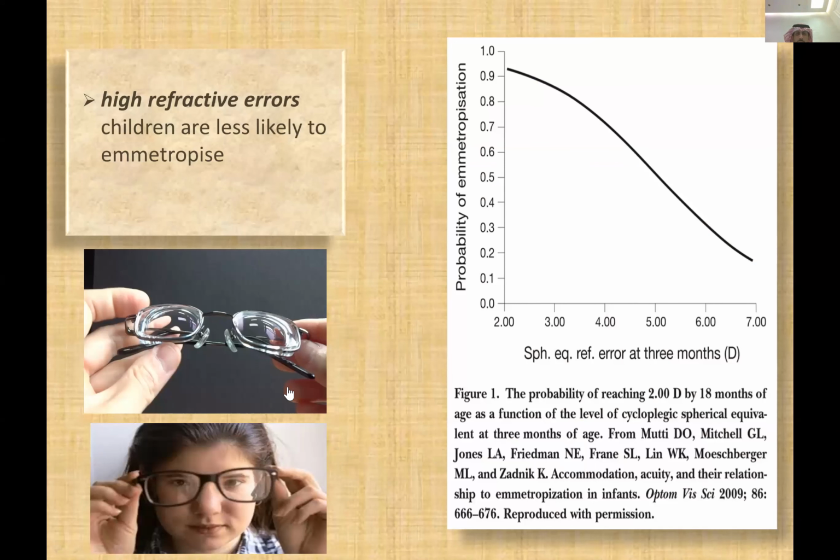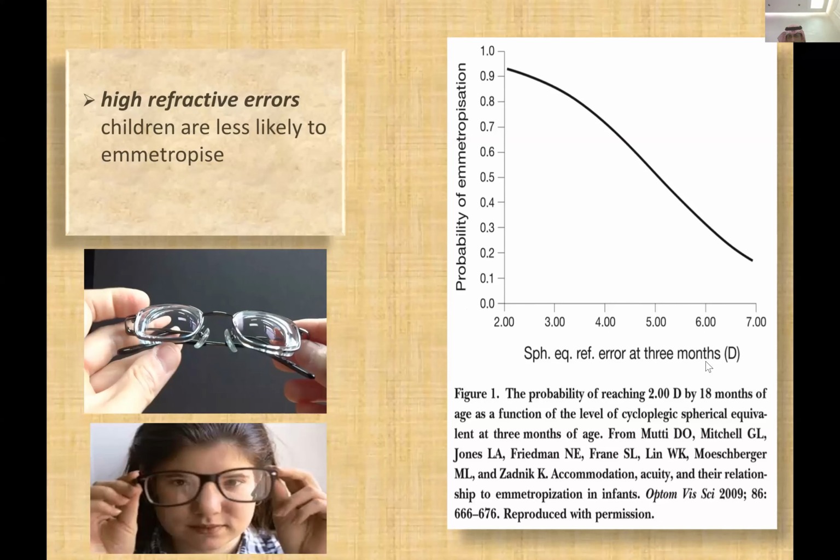This graph will show you that high refractive error children are less likely to emmetropize. Why? We can see here in the graph. This is a graph showing the probability of emmetropization for a 3-month-old versus the spherical equivalent refractive error at 3 months.